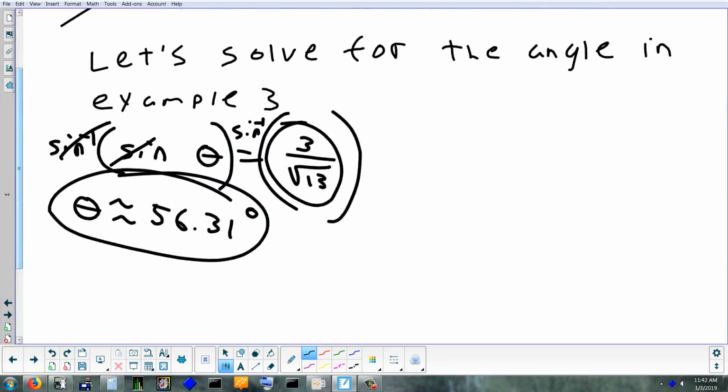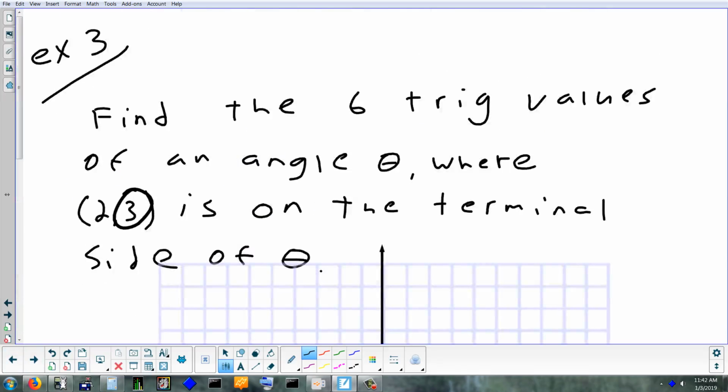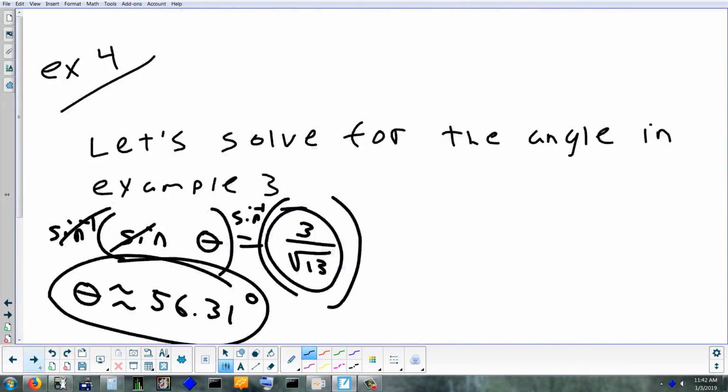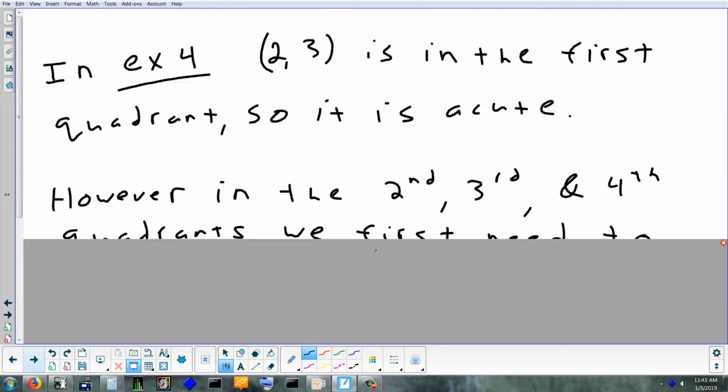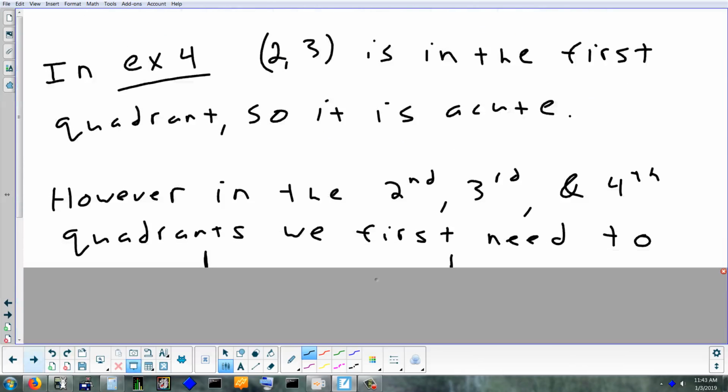Now what we have to be careful about is if we didn't know the coordinates of that angle, I wouldn't know the quadrant it's in. And that's when you can end up getting multiple answers. Okay? A lot of times there's two answers. So I'm going to kind of show you what happens with that right now. So 2, 3 is in the first quadrant. So I know the answer is supposed to be acute. Because the first quadrant contains all the angles between 0 and 90. But what if it was in quadrants 2, 3, and 4?